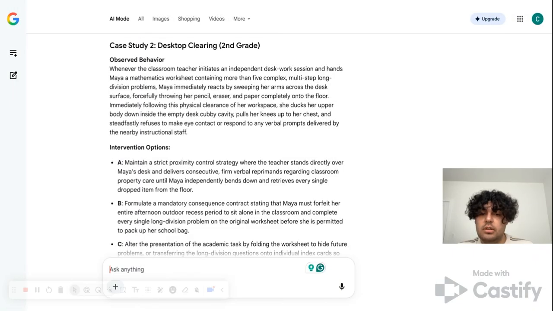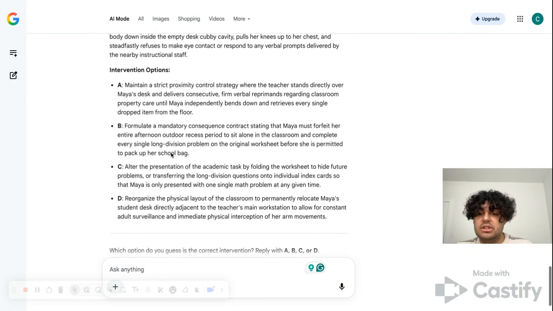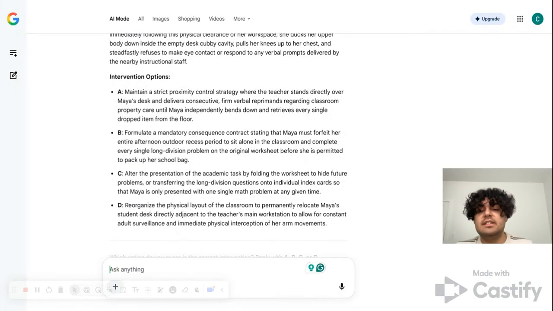Read this again. Yeah, I'm not thinking attention. I'm not thinking attention. So these are the intervention options. We're going to go through A, B, C, and D, and let's see what the correct one is, and then what I would do.